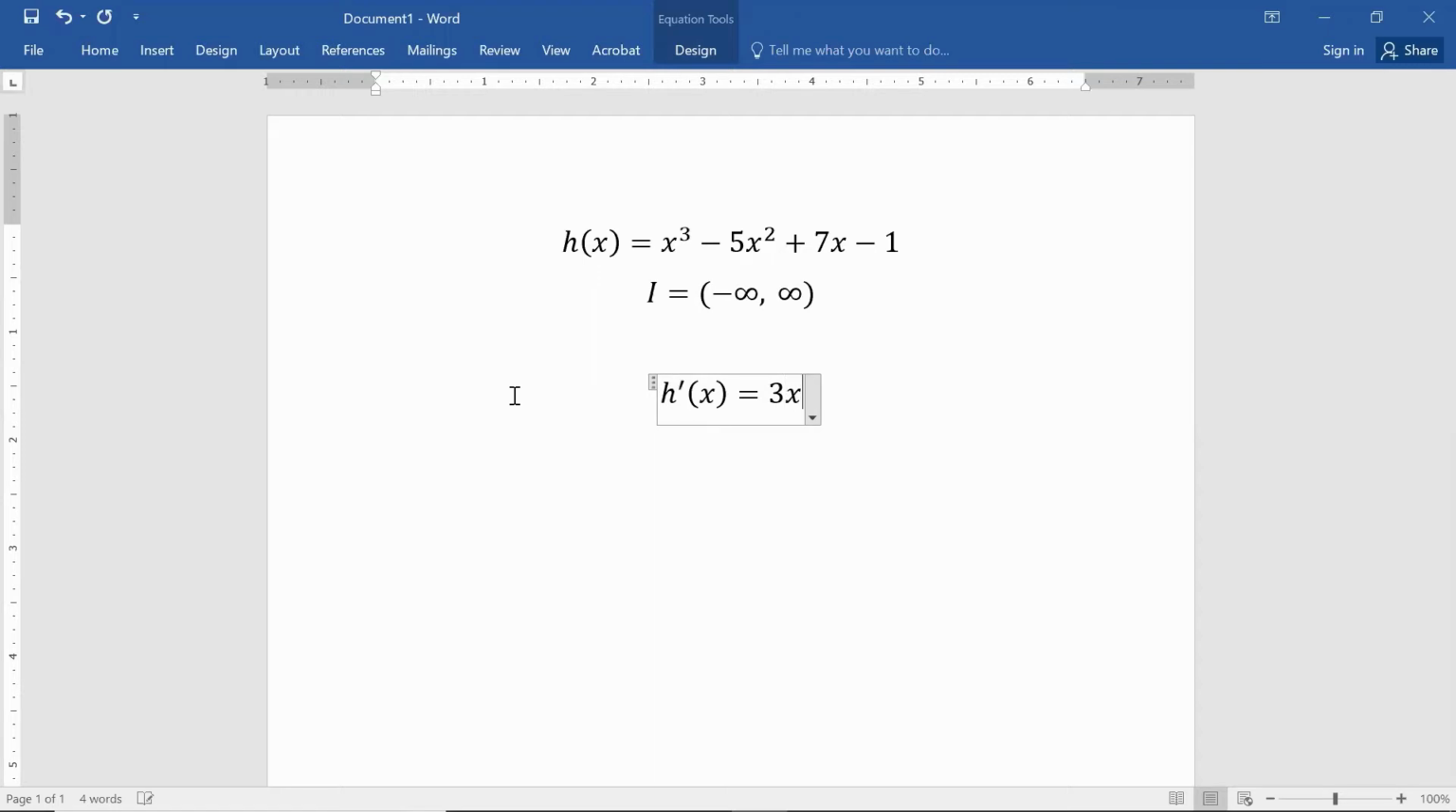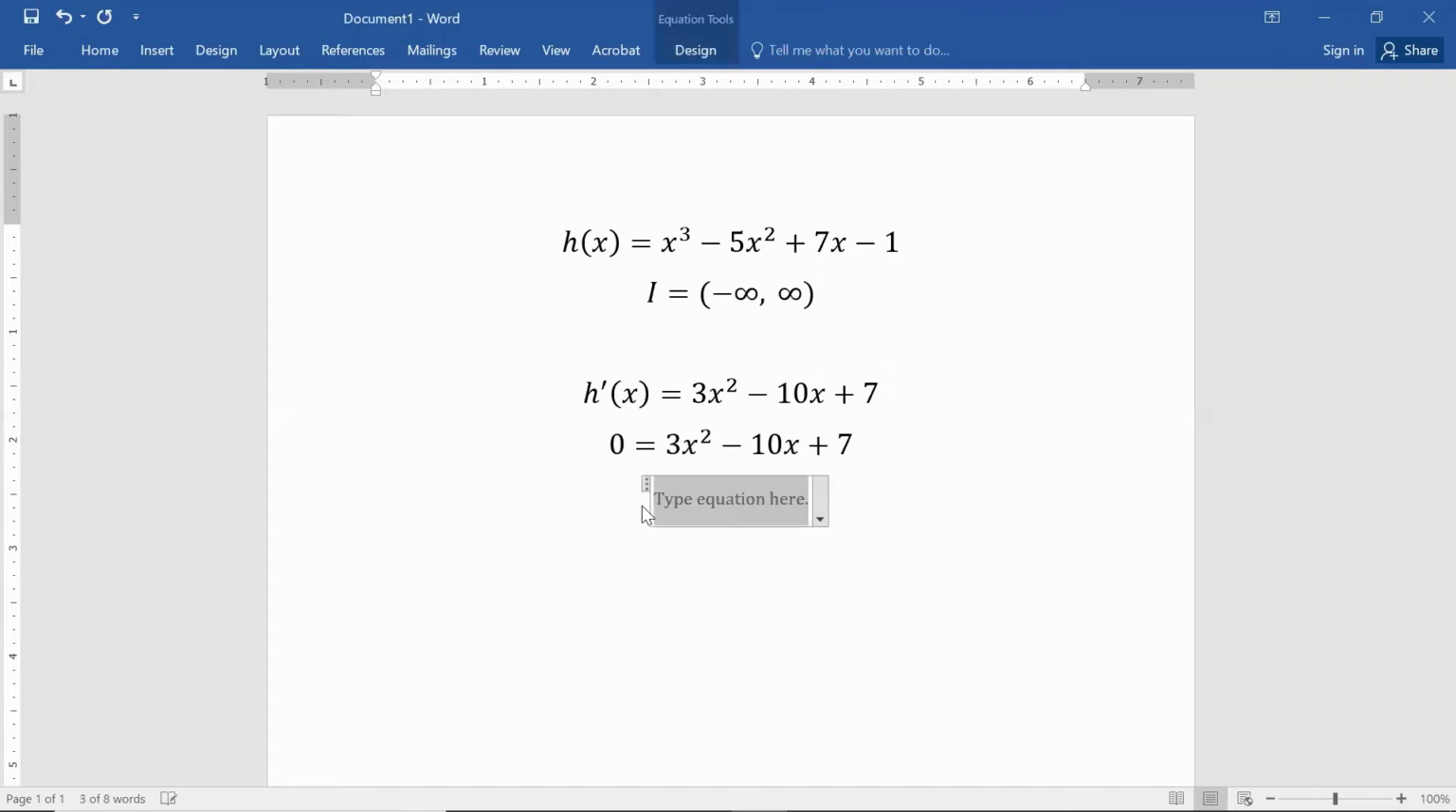In this case, that is 3x squared minus 10x plus 7. That is always going to exist no matter what x value you plug in, but there are x values for which the derivative could be 0. So set the derivative equal to 0 and solve.